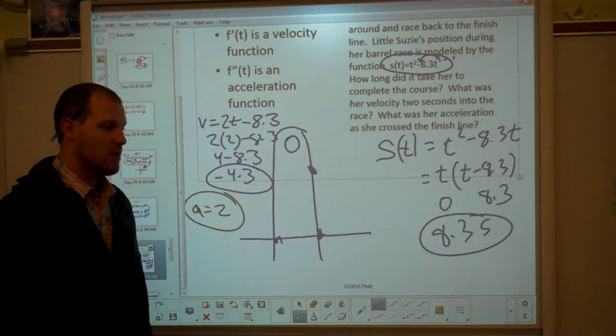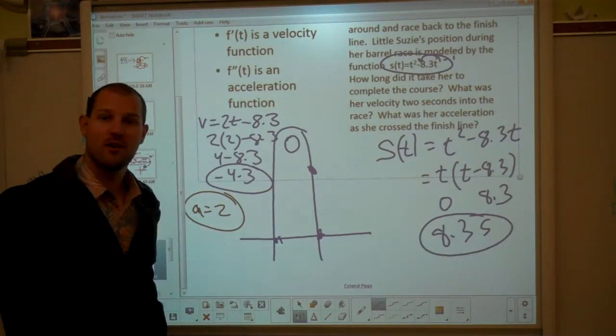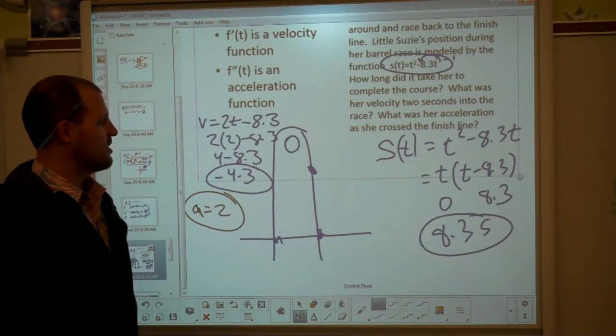Okay, this is just a brief introduction to the power rule. The product rule will be next time, and we'll be taking a look at some more applications as we go.